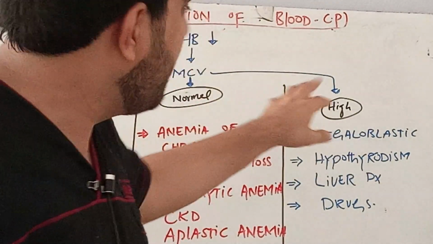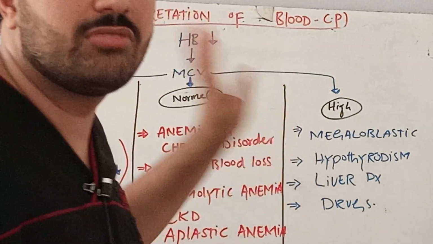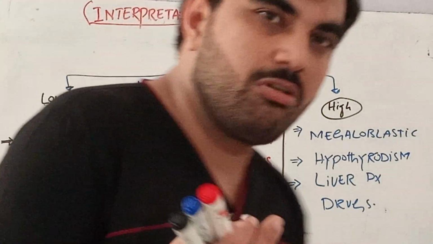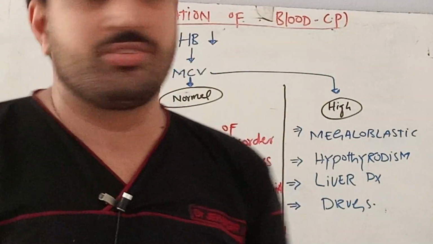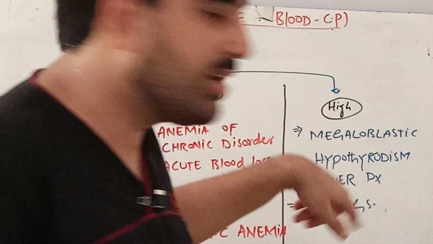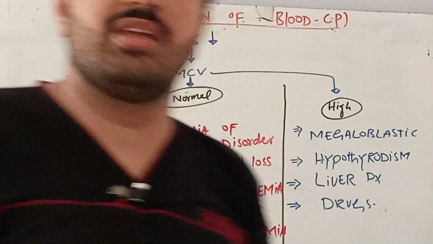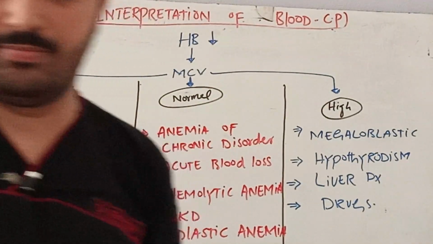If the MCV is high, megaloblastic anemia, hypothyroidism, liver disease, and drugs are the main causes. That is called macrocytic anemia. How would you differentiate the megaloblastic from other causes? Hypersegmented neutrophils can be seen on peripheral smear.